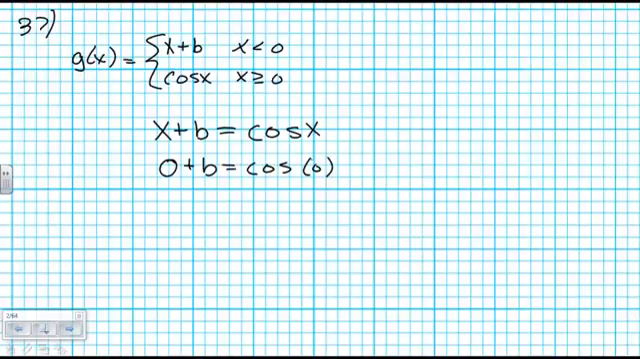Cosine of 0 is 1. So if b is 1, this function will be continuous. Wait, how did you know to do that? Because the only place it might not be continuous is where the two pieces come together. So I have to make them output the same value as they approach 0.